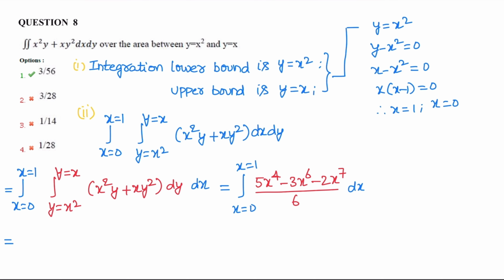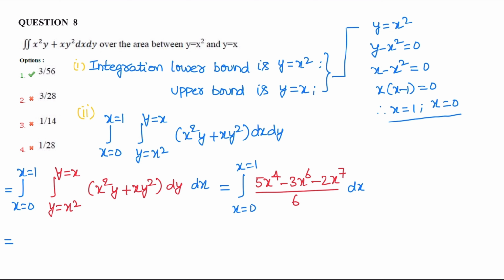So using these two, y is equal to x square can be written as y minus x square is equal to 0. We know here y is equal to x. Replace y with x, that is x minus x square is equal to 0, x into x minus 1 is equal to 0 and the values of x are x is equal to 1, x is equal to 0. Now the limits of integration for x are x is equal to 0 to x is equal to 1 and for y is equal to x square, y is equal to x, and the function is x square y plus xy square dx dy.